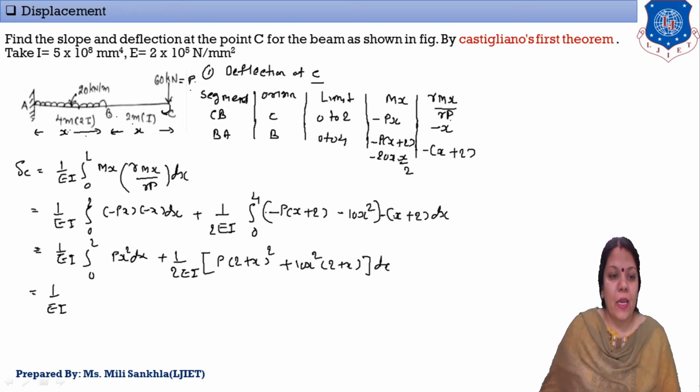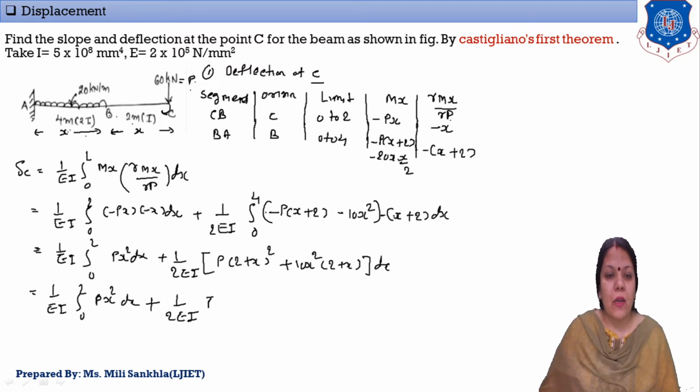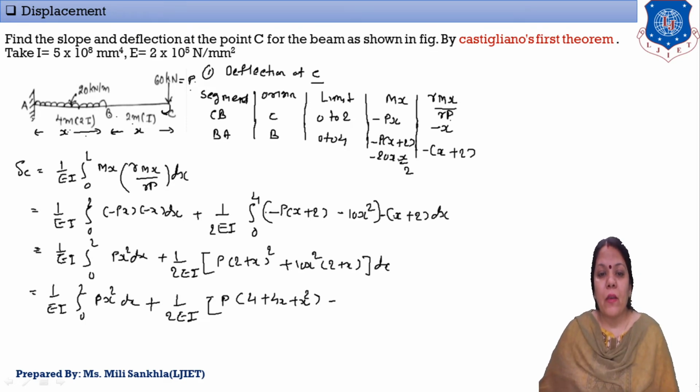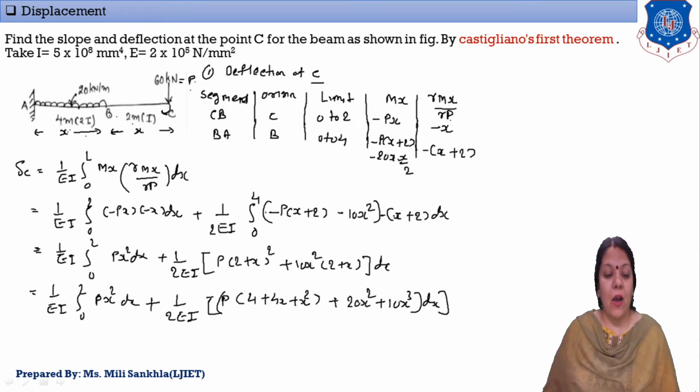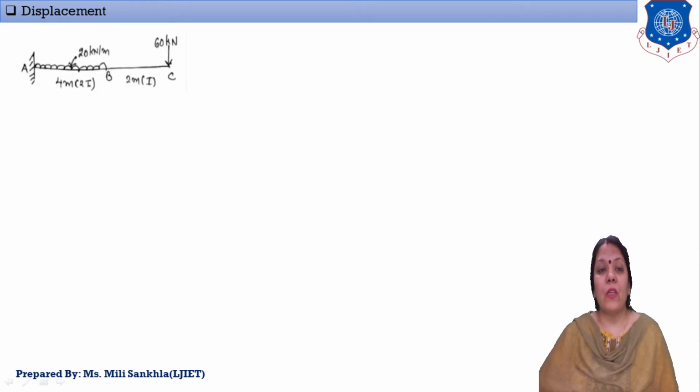1 by EI, limit 0 to 2, then P x square dx plus 1 by 2EI, here expand this term: 2 square 4, then 4x plus x square, then here 10 times 20, 20x square plus 10x cube. Okay, and out of this again dx. Complete this bracket. Now next simplify, integrate this term one by one.